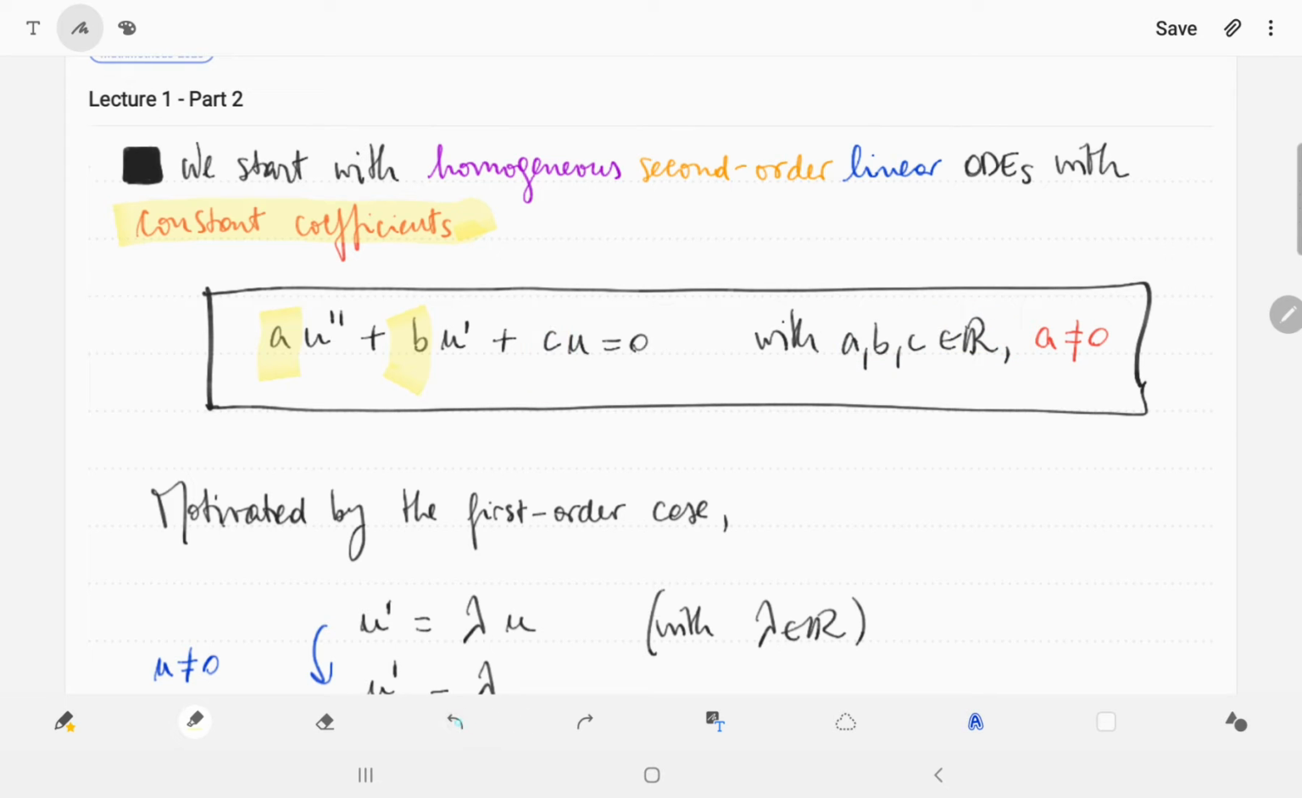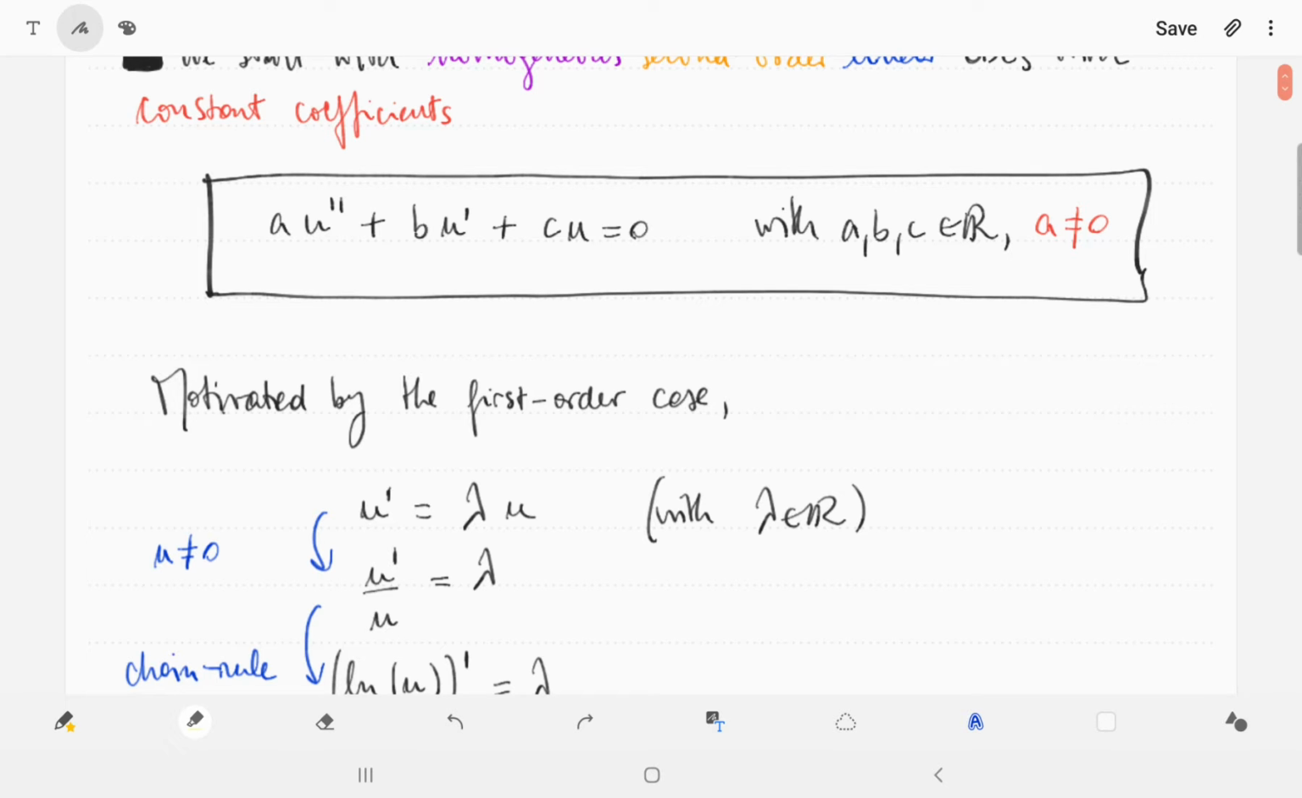And to really have a second order linear ODE, we ask the first coefficient a not to be 0. Because otherwise, if it's 0, this term is not here, so we have a first order linear ODE. Okay, so let's see if we can solve this equation.